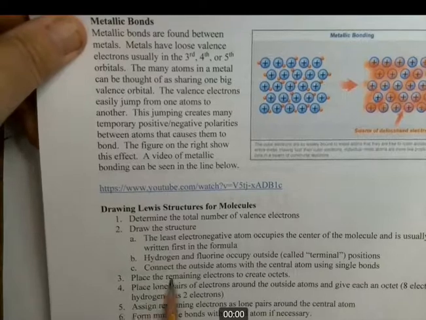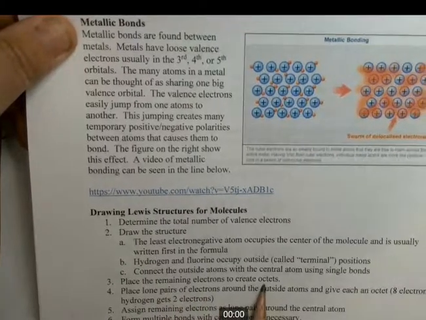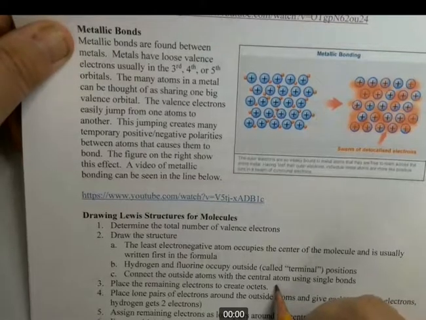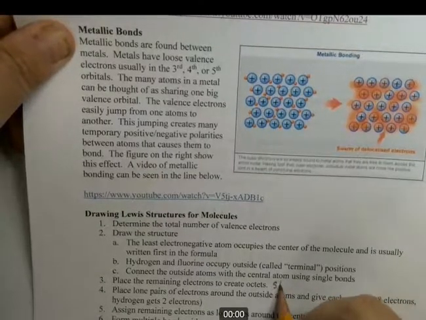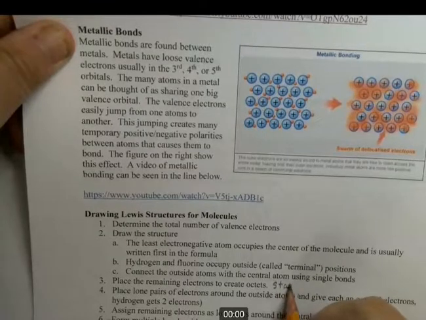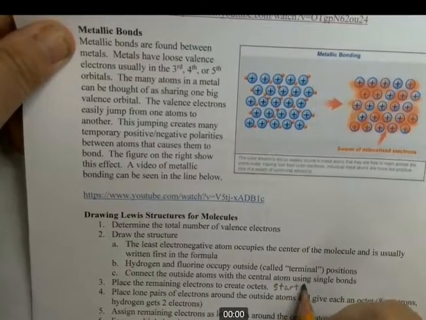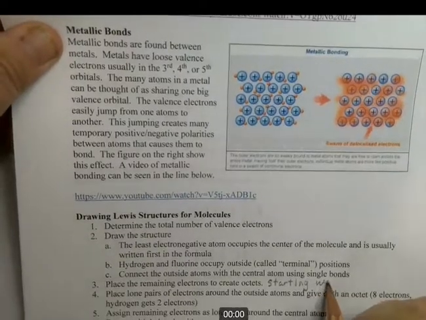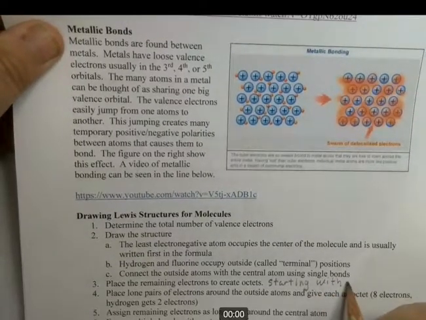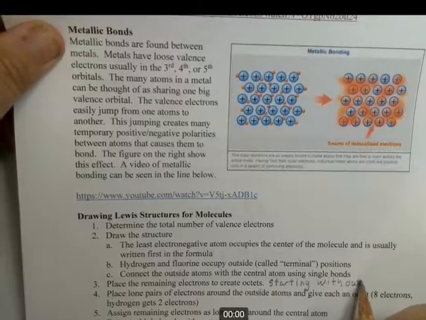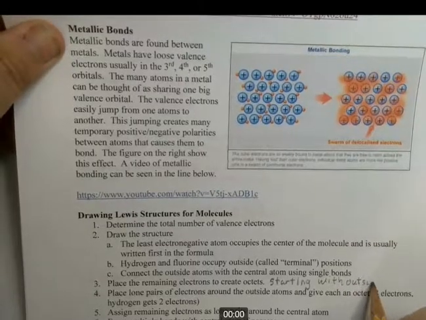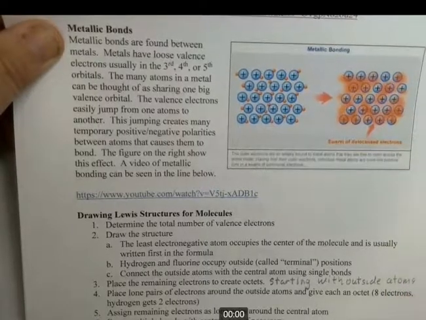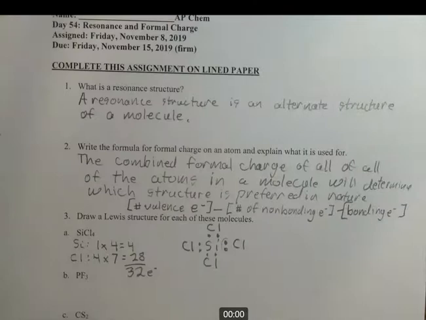It says place the remaining electrons to create octets. And what I would do is be sure you're always starting with the outside atoms, not with the central atom. Don't place them on the central atom first. Do that with the outside atoms, starting with outside or terminal, if you want to use that word, atoms. Okay, so add that little note there.